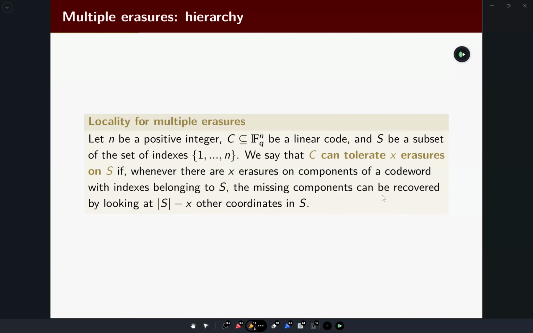So we say that a code C can tolerate X erasures on a set S of indexes if whenever we have X erasures on the set S, we can recover those erasures by looking at the other elements of the set. So basically, we have a set of indexes, and a number of erasures inside that set of indexes. We want to be able to recover X erasures by looking at the other coordinates in S. Okay, so it's just a generalization of the one locality. Instead, now we have X erasures instead of just one.